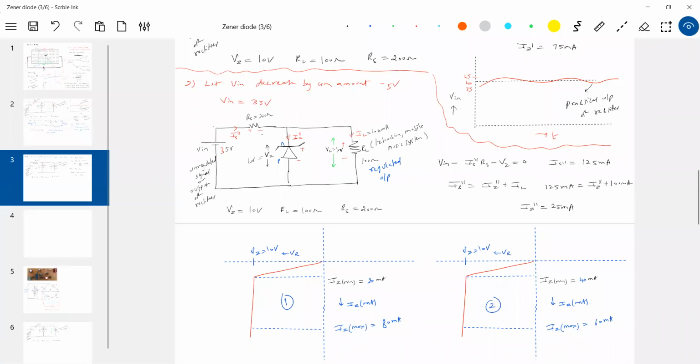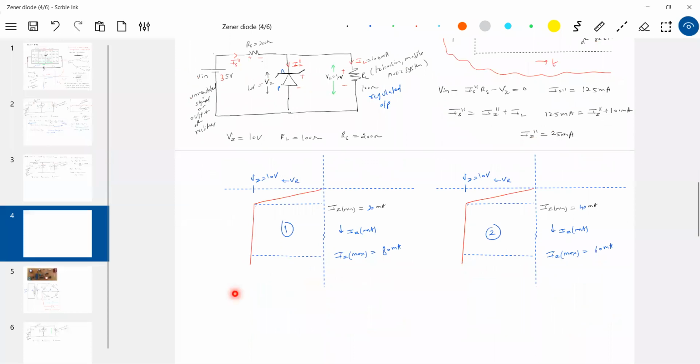Like this, IZ minimum will come. IZ max depends on what? VZ we already know. Maximum power dissipation, I'll bring it. So PZ should be equal to what? VZ into IZ max. So how much is this? 10 into 80 into 10 to the power of minus 3. How much is it equal to? Around 800 milliwatt, or 0.8 watt. This should be the power rating of this Zener diode. This is Zener diode 1.